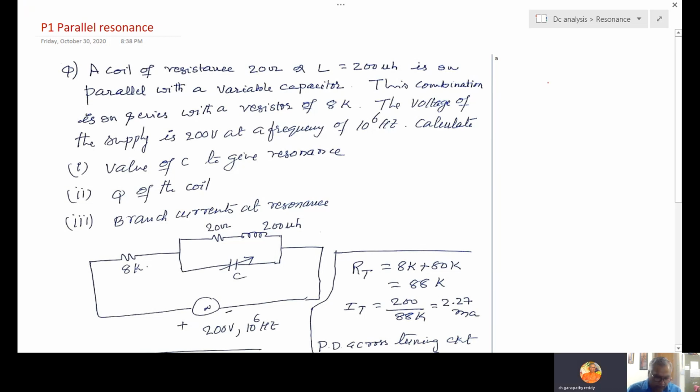Okay, we'll solve the problems in parallel resonance. Last class we solved so many problems in series. Now problems in parallel resonance. So let us look at this problem.